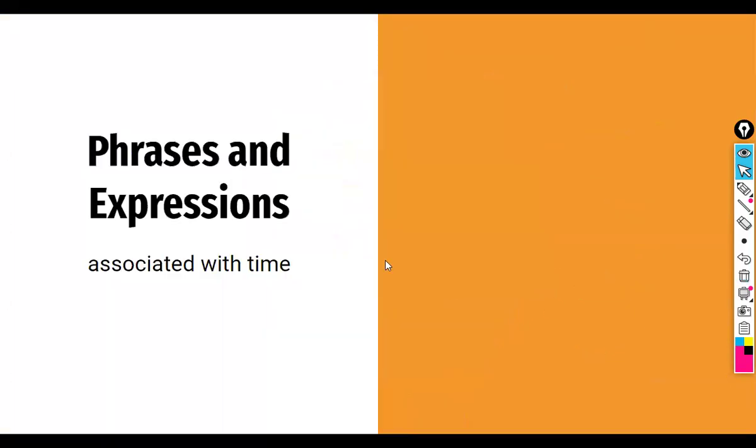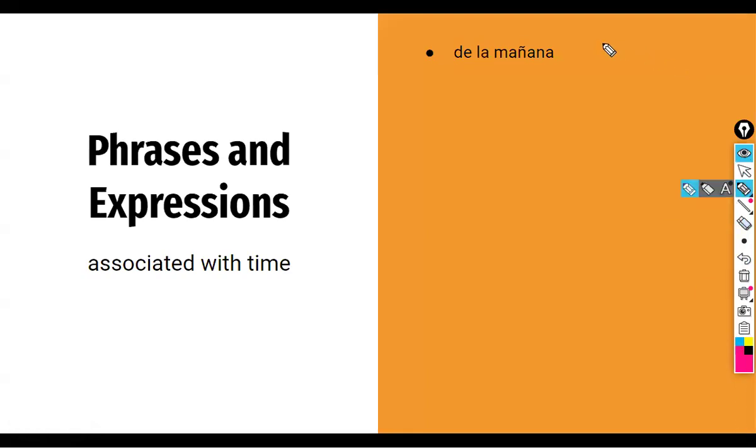Right, so now we want to look at some expressions that relate to time. So phrases and expressions associated with time. Okay, so the first one, de la mañana, which is in the morning, when you have a specific time. So this means in the morning, if a time is given, you would use de la, because the other option is por la mañana, which just means like during the morning, but no specific time, right?